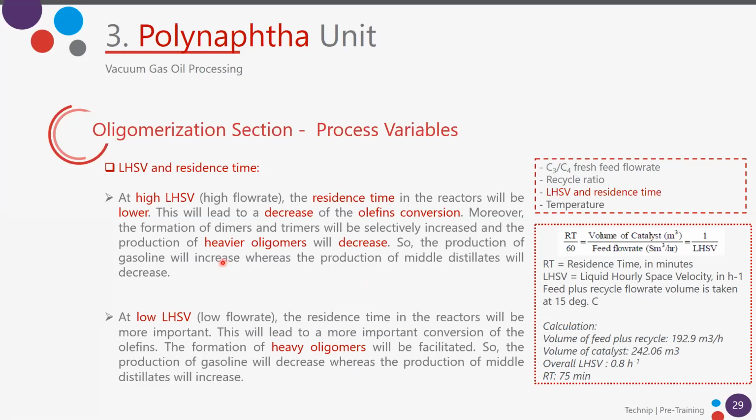If you have less heavier oligomers, you have less quantity of this middle distillate. These middle distillates are the bottom of the splitter that we will send to the diesel hydrotreating unit.